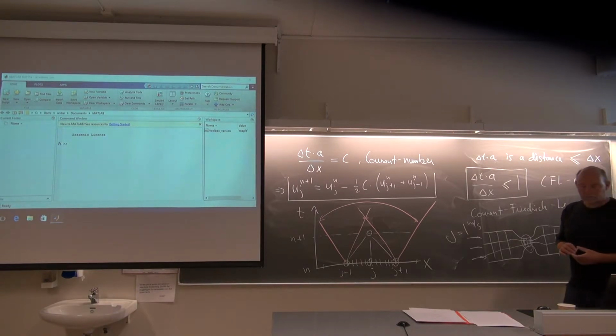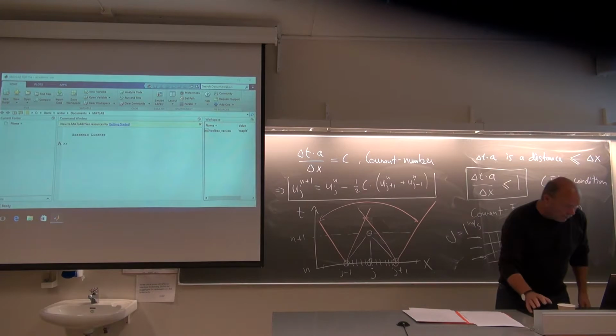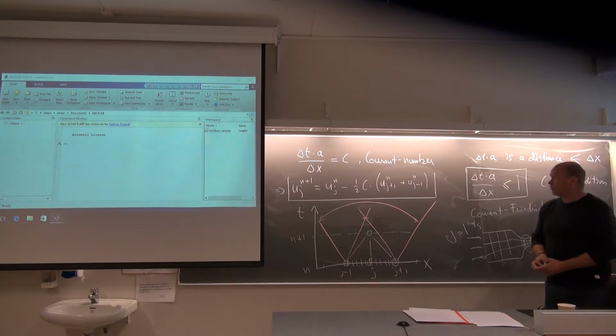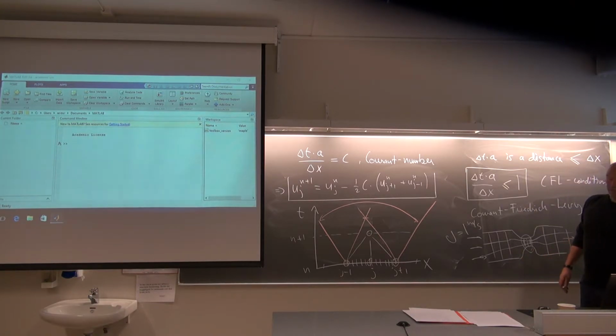Nevertheless, if you look at the Solar code, delta T should be smaller than H, he says here. Delta T should be smaller than H.